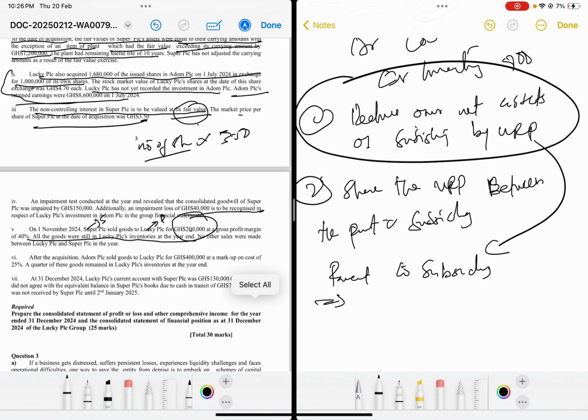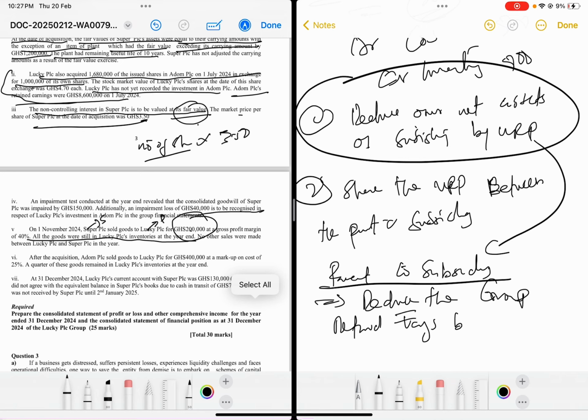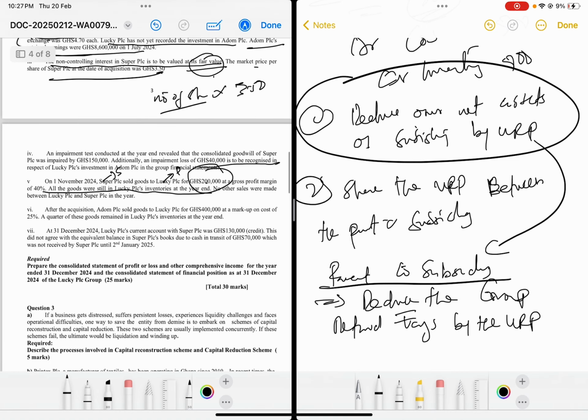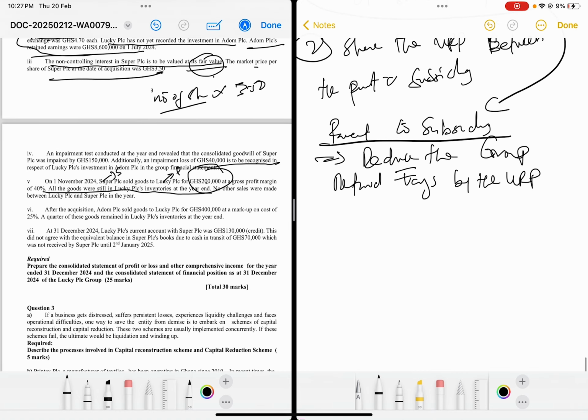Now if it's from parent to subsidiary, you rather reduce the group retained earnings by the unrealized profit. So just take note of this. You rather reduce the group retained earnings by the unrealized profit. So this is the difference between sales from parent to subsidiary and from subsidiary to parent.